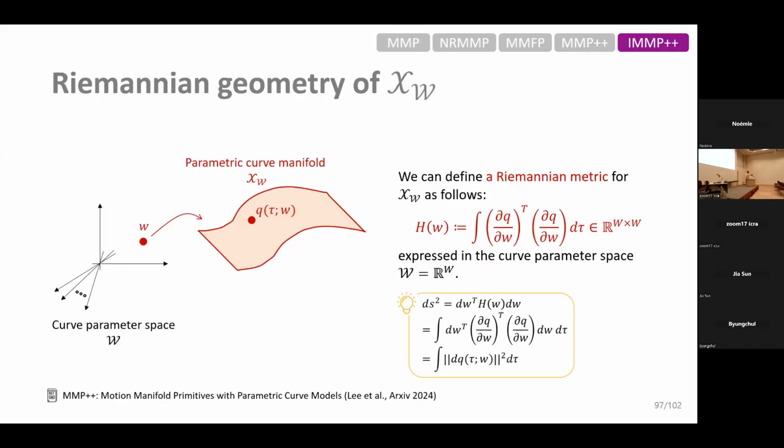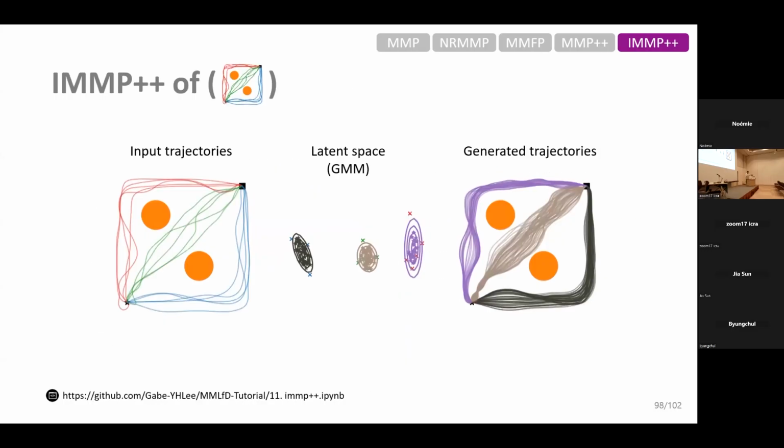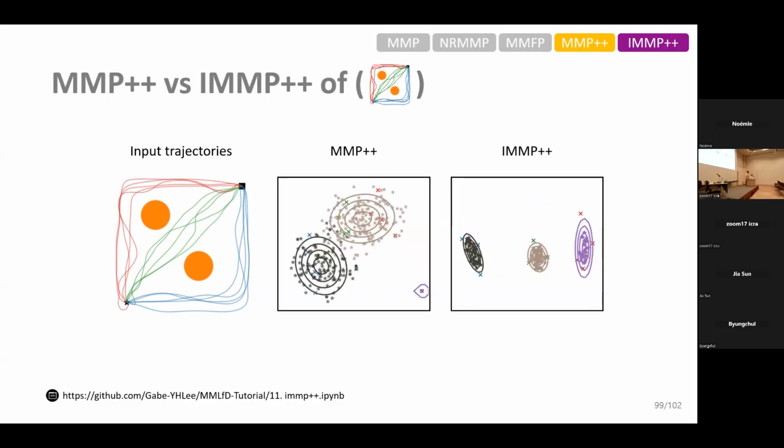And applying the isometric regularization with this Riemannian metric, this is a result of isometric motion manifold primitives. And this is the same example where MMP++ previously failed. In the latent space of IMMP++, we can clearly see 3 clusters where the GMM with 3 components fits very well. And generated trajectories are all nice as well. When compared to MMP++, the distortion minimization effects are more clearly visible.